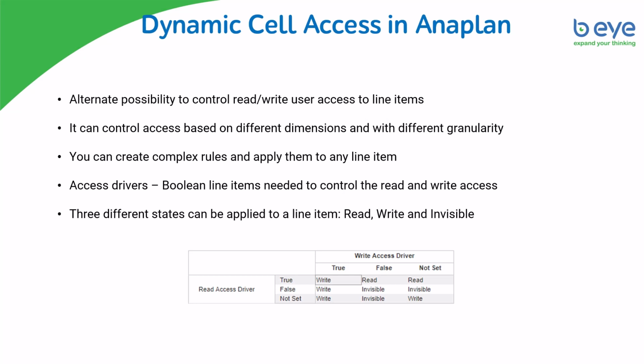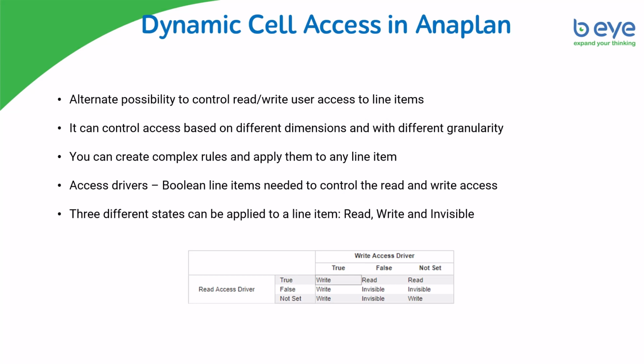The write access driver has the highest priority, which means that if it is true, then regardless of whether or not there is a read access driver or regardless of its state, users will be able to edit that line item. If, for example, the write access driver is set to false, then we need to have the read access driver set to true in order for this line item to be visible and read-only for the user.